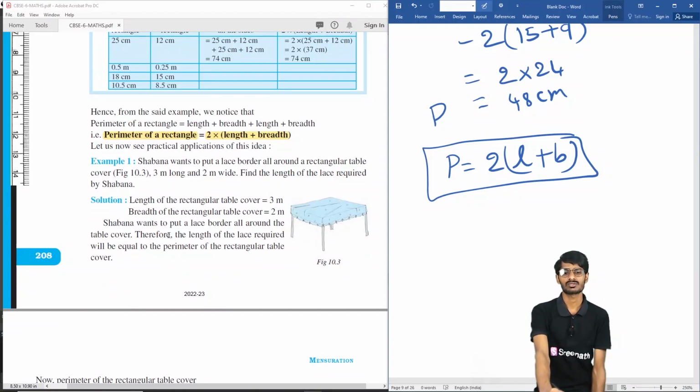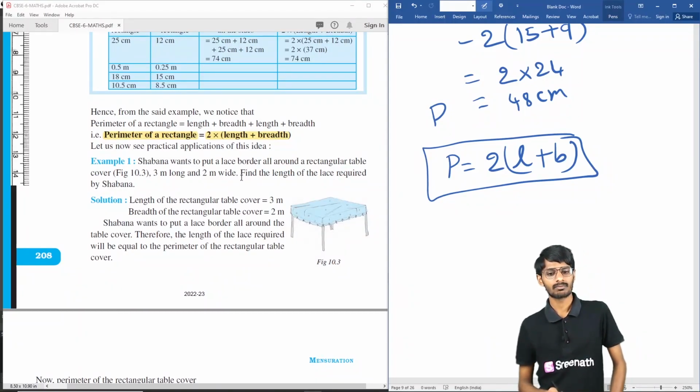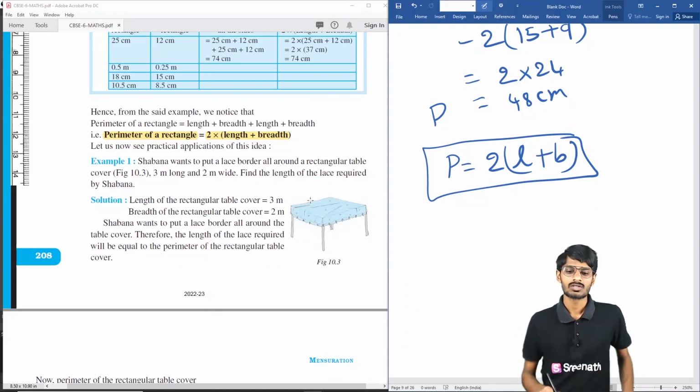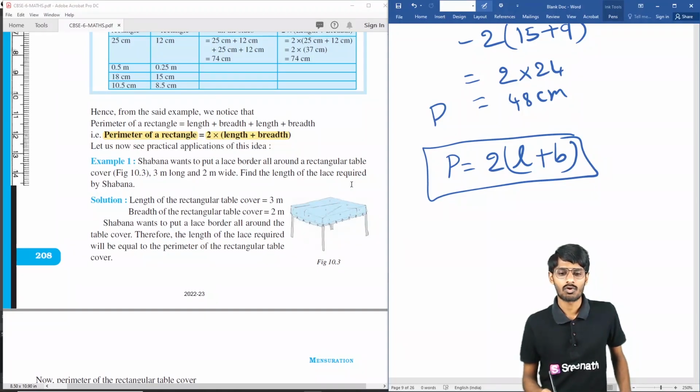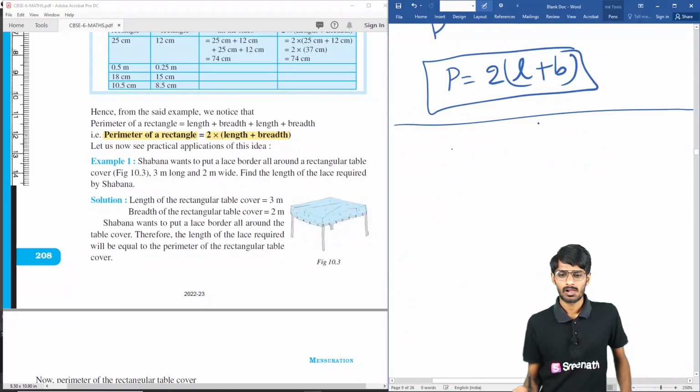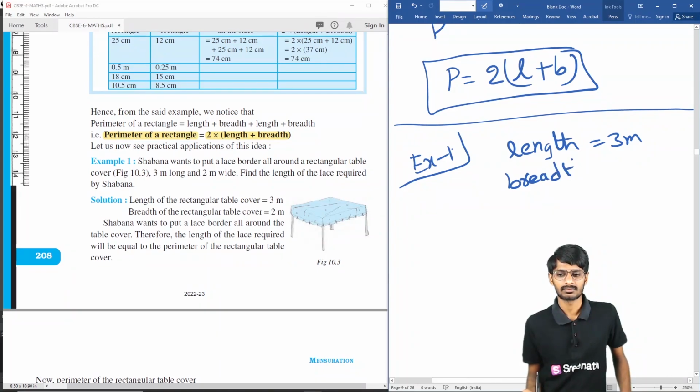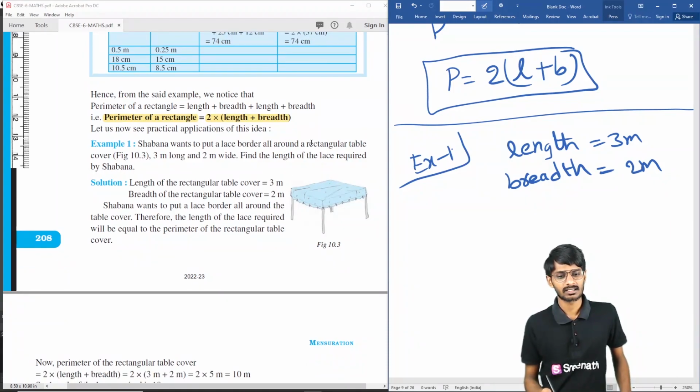Here is example 1. Shavana wants to put a lace border all around a rectangular table. So it is a rectangular table, and around this rectangular table she wants to put a lace border. The rectangular table is 3 meters long and 2 meters wide. So the length, or the long side, is 3 meters. And what about the breadth, or the wide side? It is 2 meters.